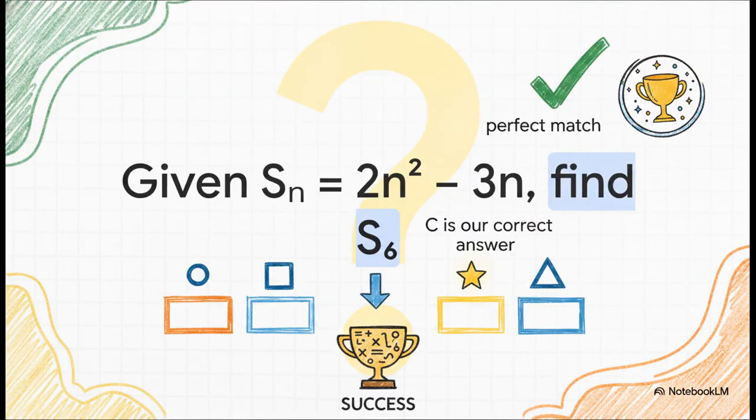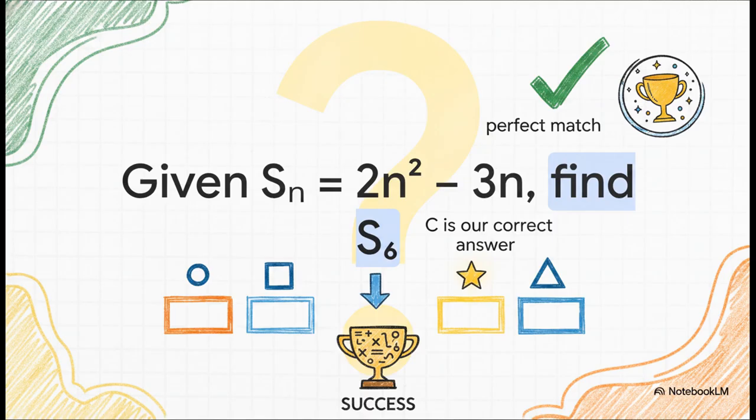So, revisiting our original WAEC question just to see how we did, we were asked to find s sub 6, and our hard-earned calculation gave us 54. Let's check out our options. A is 10, B is 4, C is 54, and D is 18.